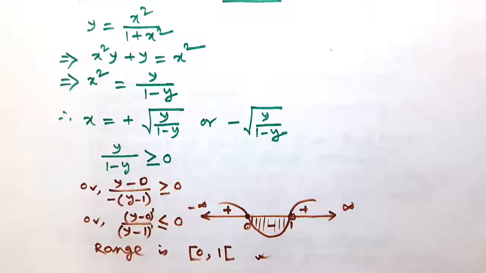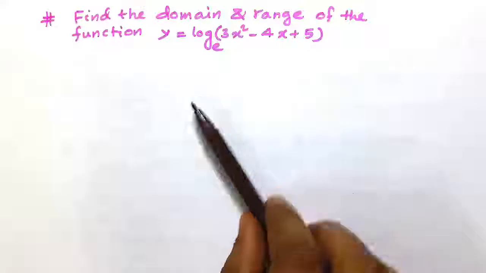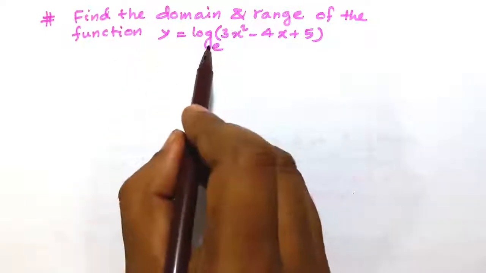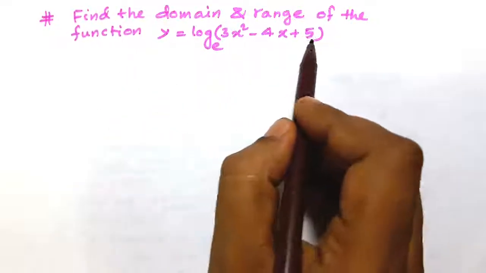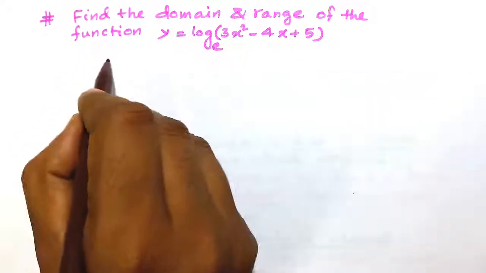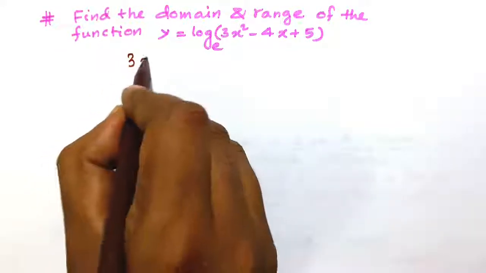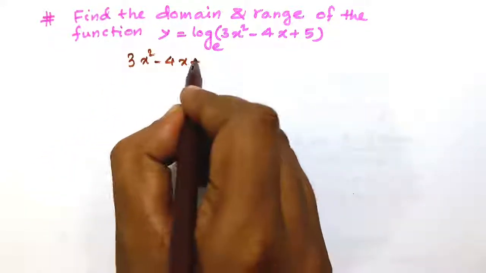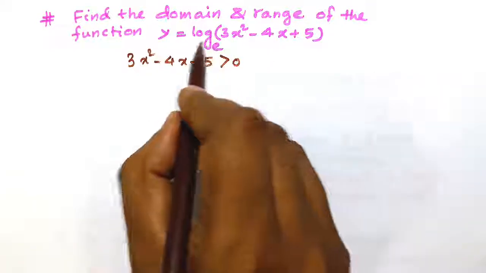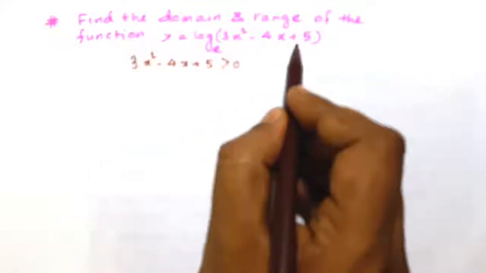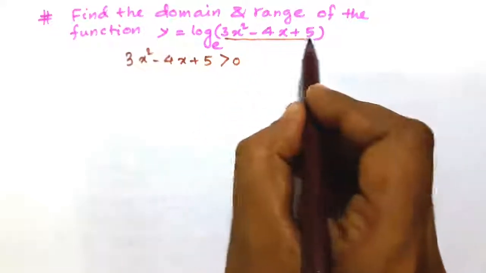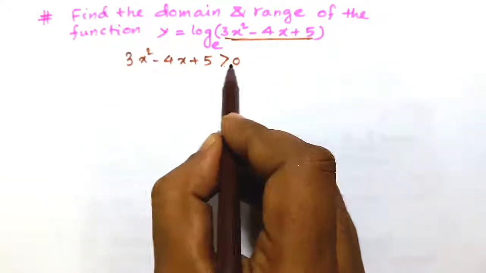We shall see the next example. Friends, find the domain and range of the function y is equal to log of 3x square minus 4x plus 5. The base is given as e. Now this y is defined if 3x square minus 4x plus 5 is greater than 0. This function is defined only when 3x square minus 4x plus 5 is greater than 0.